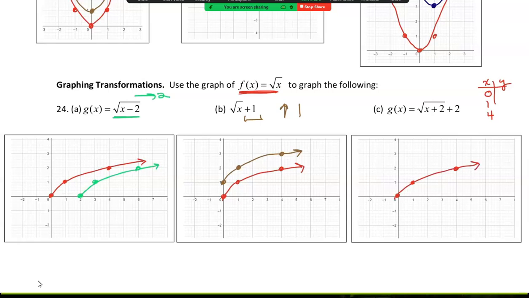We'll go back over to blue. This is inside next to the x. So you are going left 2. This is outside. You are going up 2. Okay, so I'm going to my 0, 0. I'm going to go left 2, up 2. I'm here. I'm going to my 1, 1. Left 2, up 2. I'm here. I'm going to my 4, 2. Left 2, up 2, and I'm here. And there is the transformation.